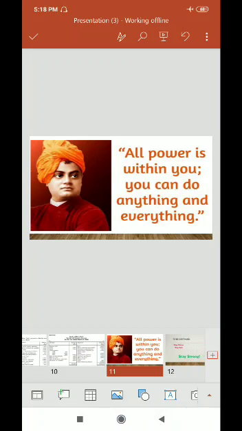At last, to end the session with a powerful quote by Swami Vivekananda: all power is within you. You can do anything and everything. Most of us have actually not understood ourselves. Means we don't know how much power we have in ourselves. We can do anything, but we feel that I can't do anything. I can't do this, I can't do that, I can't learn English, I can't learn accounts, and mathematics or the statistics is the most difficult subject for me.